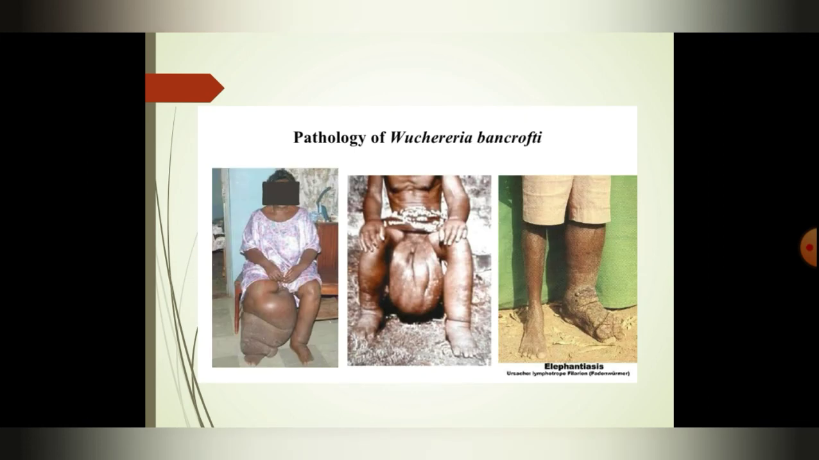You can see the pathology of Wuchereria bancrofti. You can see the leg and the swollen scrotal sac of males. Usually these are the legs. You can see in the case of female and male how the legs are. It looks like an elephant's leg. Also we call this particular disease elephantiasis. And usually, according to the data, this particular disease is seen more in males than in females.